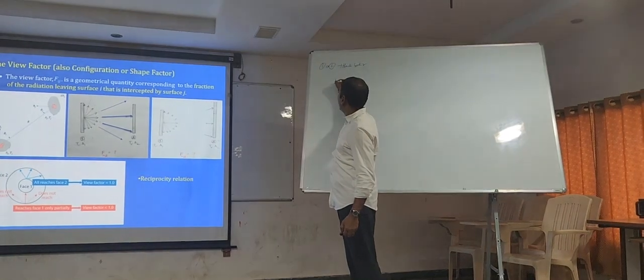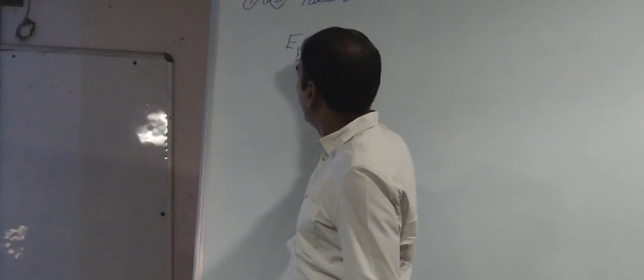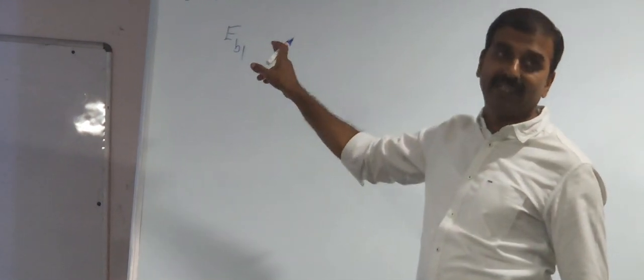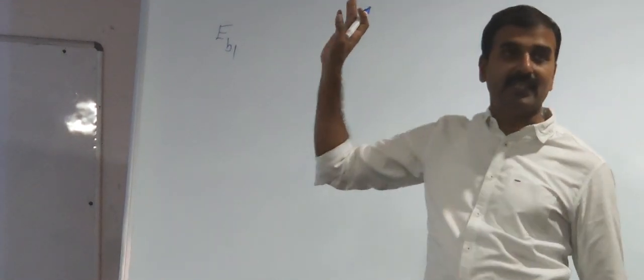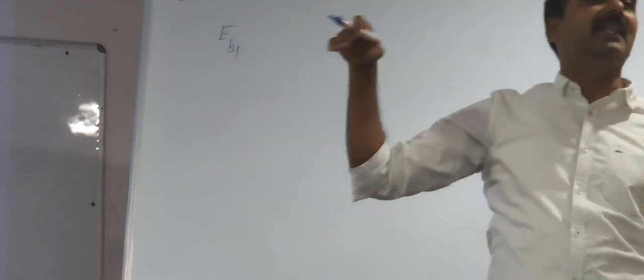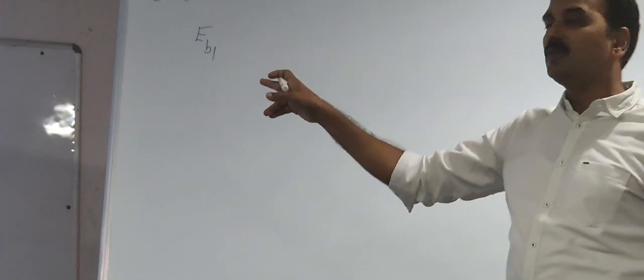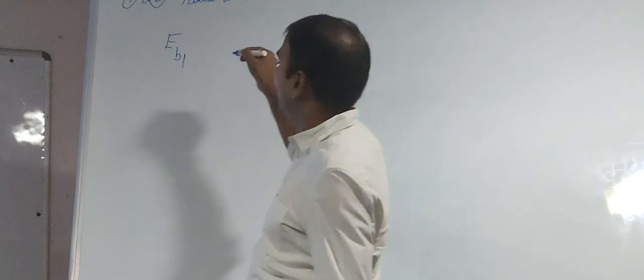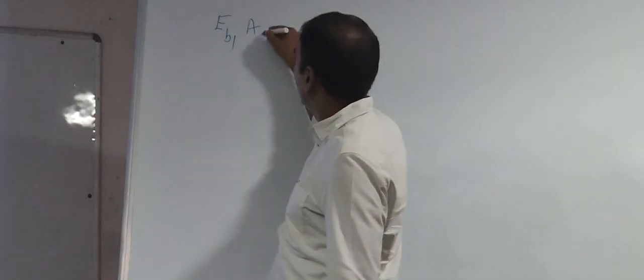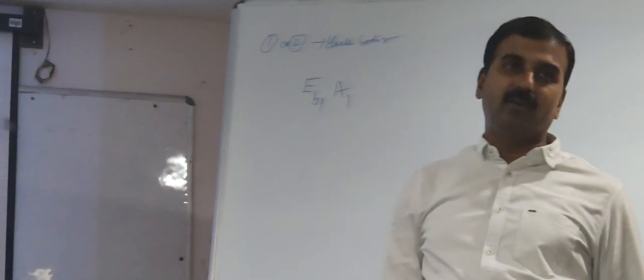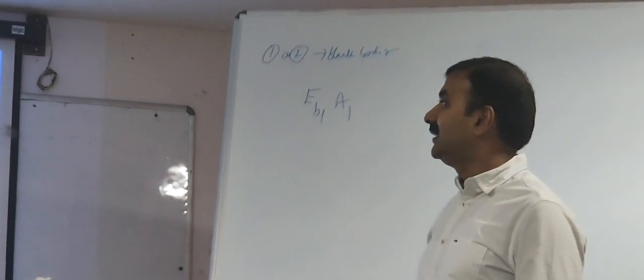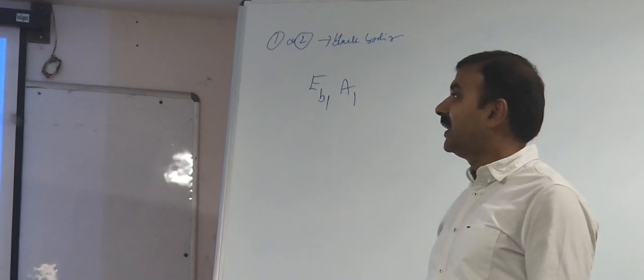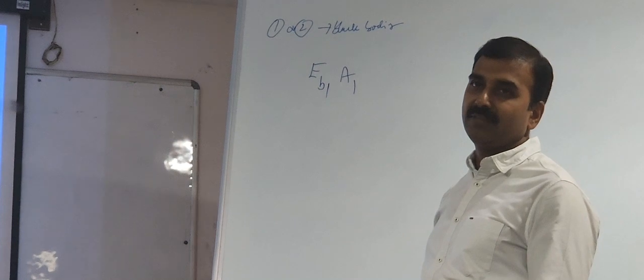Energy emitted from body 1 is EB1. This is per unit area. The emissive power definition is the rate of energy per unit area. Suppose capital A1 is the surface area of the body or surface 1. Then the total emissive power is EB1 into A1. Now this is the energy that is leaving this surface.